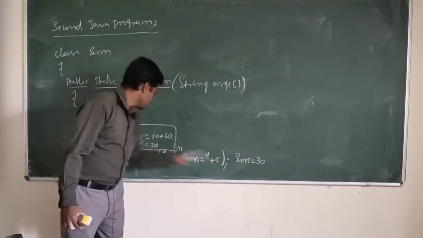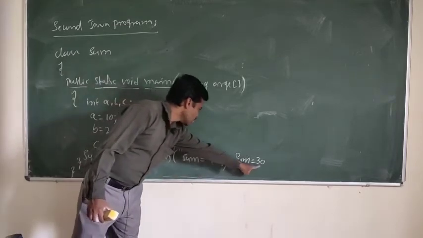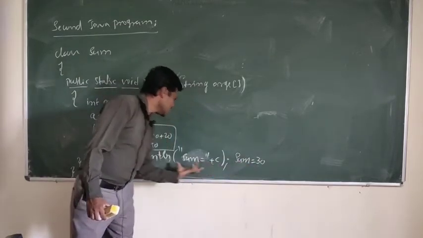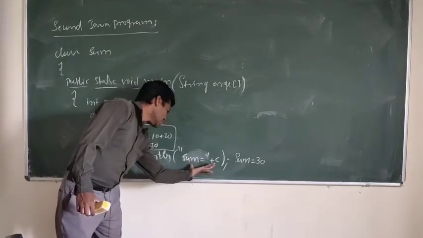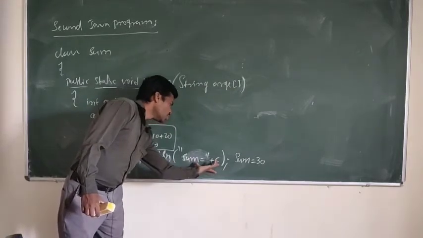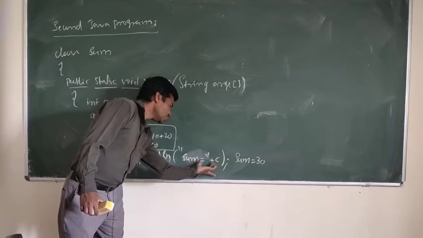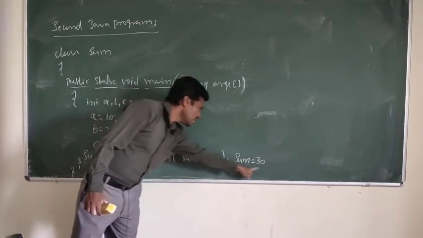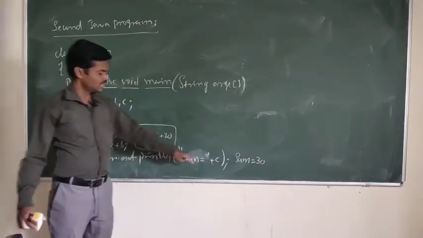Now what does the C variable contain? It contains 30. Sum is equal to 30. So plus is concatenation, joining the string as well as your output, that is your variable result. Both will be concatenated and displayed as a single string. So that is your concatenation.